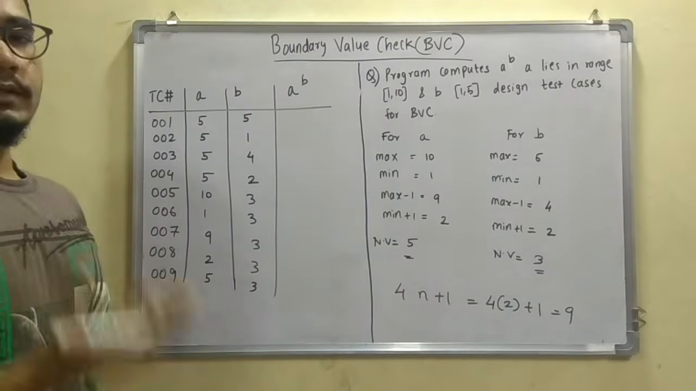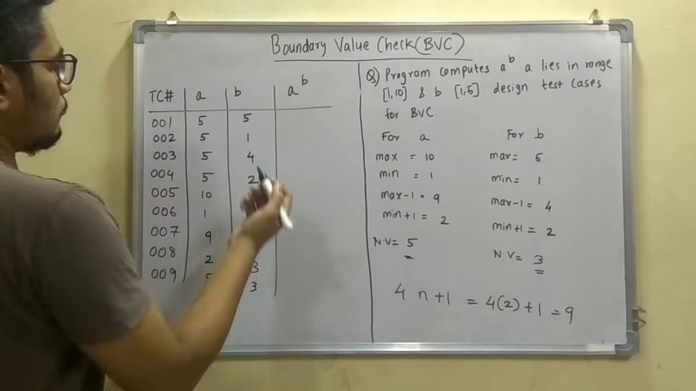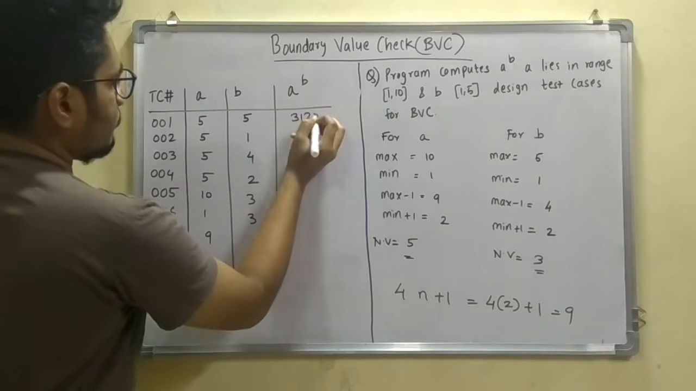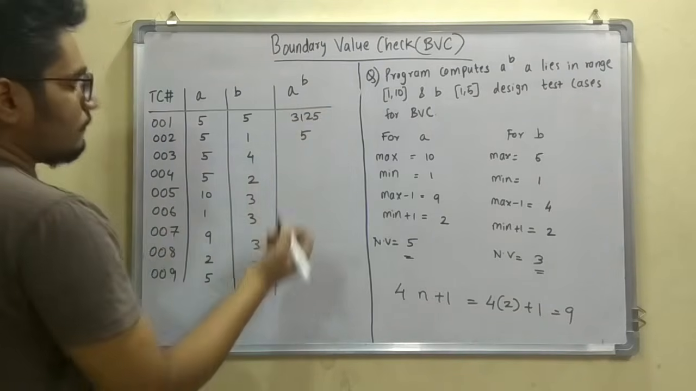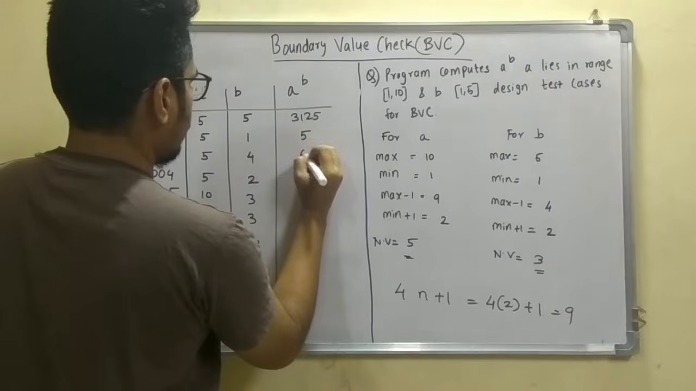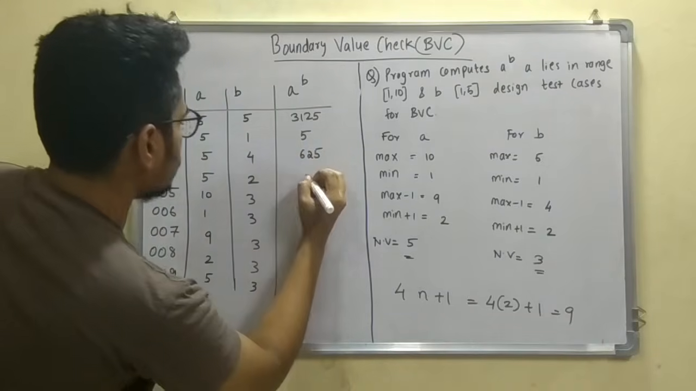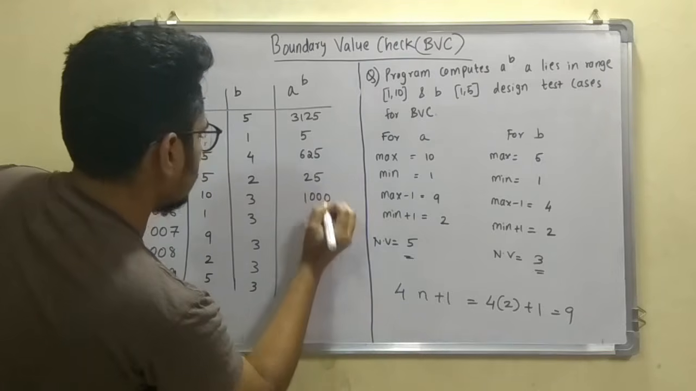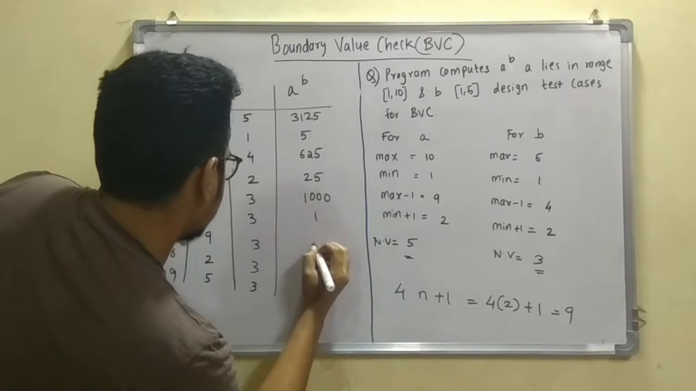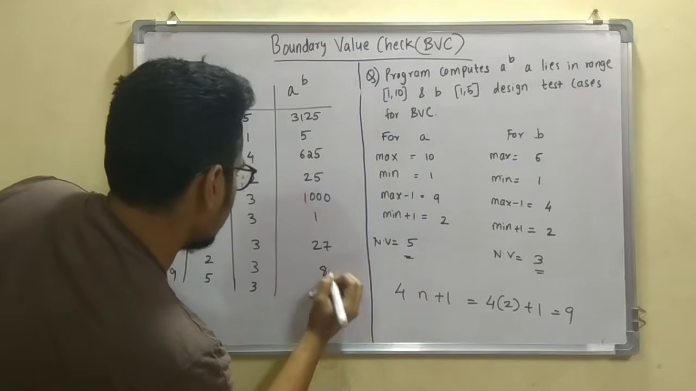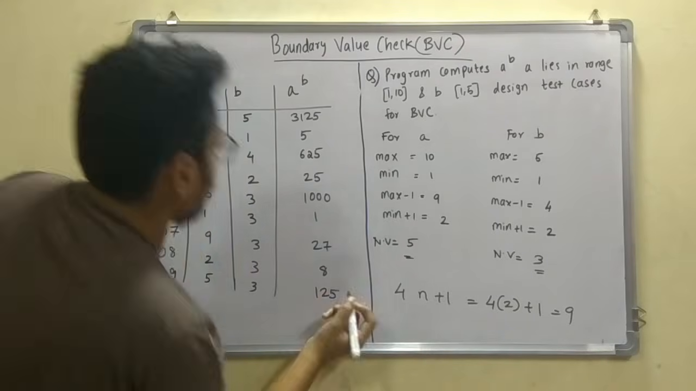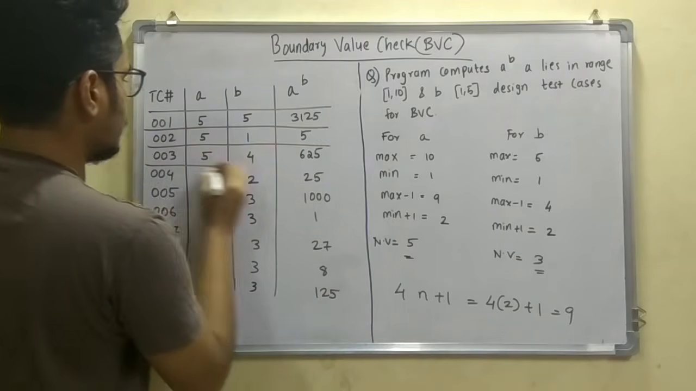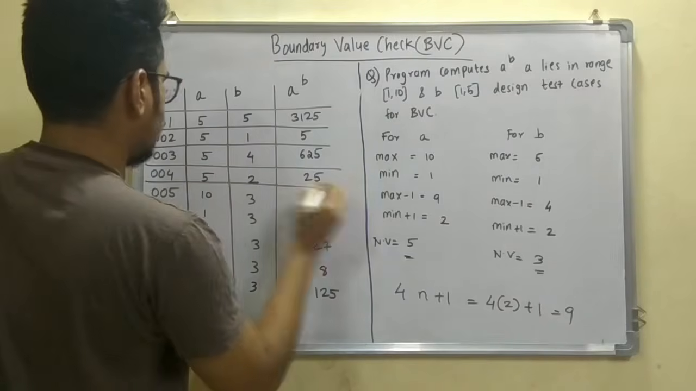Next we calculate the output result. 5 raised to 5 is 3125. 5 raised to 1 is 5. 5 raised to 4 is 625. 5 squared is 25. 10 cubed is 1000. This is 1. This is 27, this is 8 and this is 125. So these are the test cases that we design for the boundary value check.